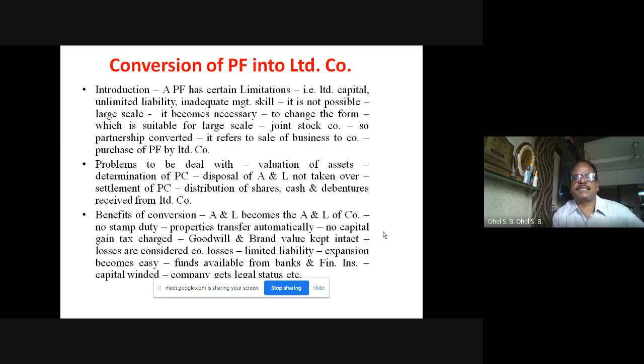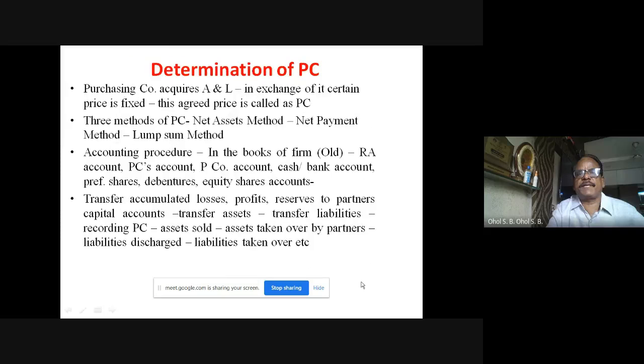So this is the conversion of a partnership firm into a limited company, and that is the process to be completed by the partnership firm. Then, on another page, the same procedures are to be followed.